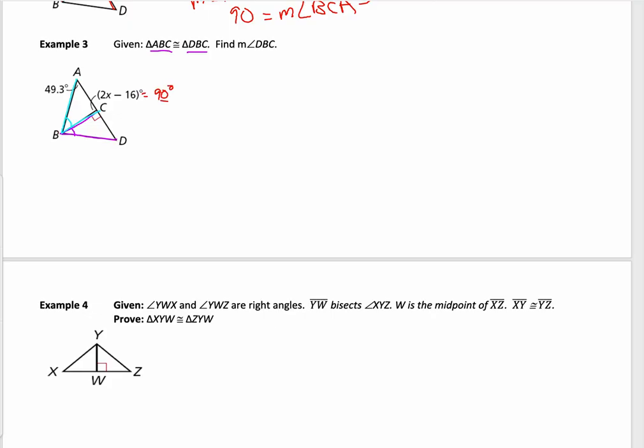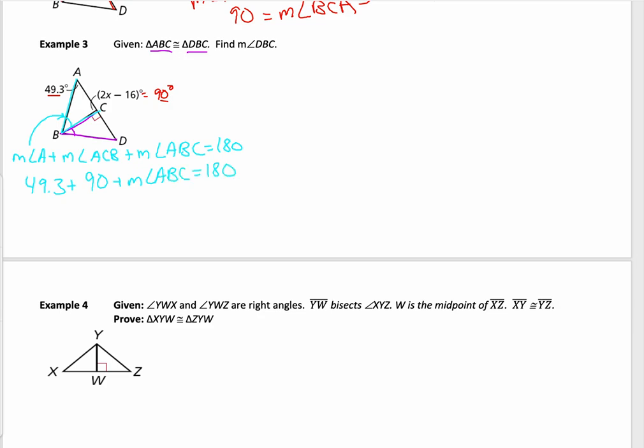So since we know that angle ACB is 90 and that angle A is 49.3, I know from the triangle sum theorem that the measure of angle A plus the measure of angle ACB plus the measure of angle ABC has to be 180. And I already know two of those angles. So I know the measure of angle A is 49.3. I know that the measure of angle ACB is 90 from before. And now I can find the measure of angle ABC.